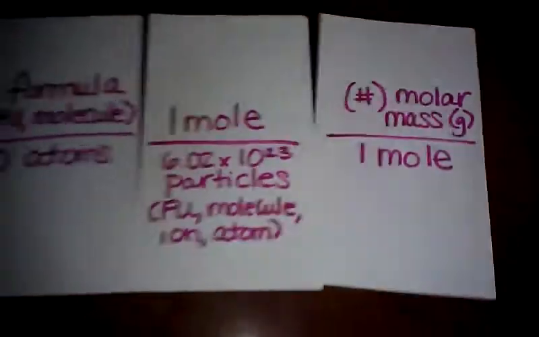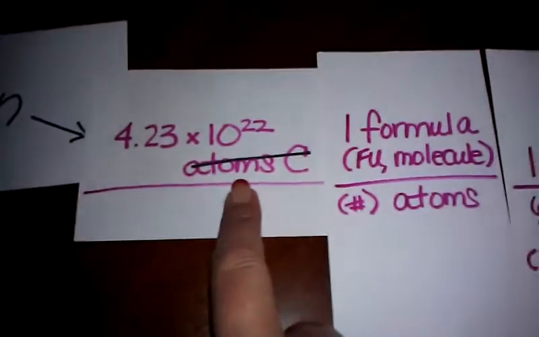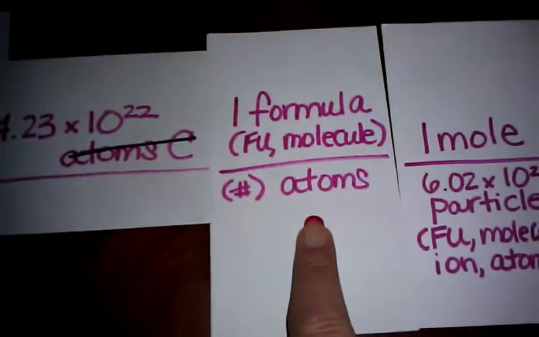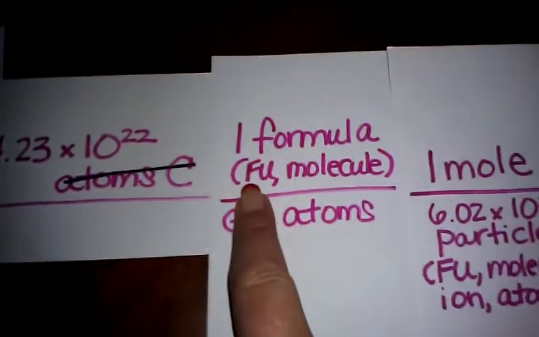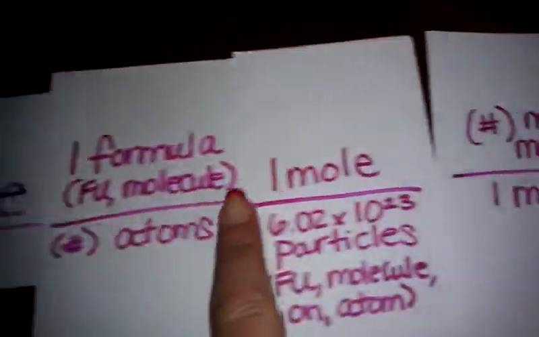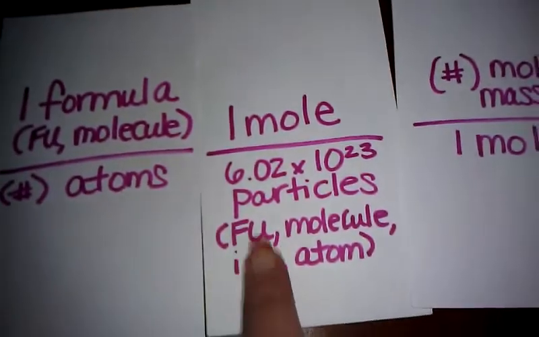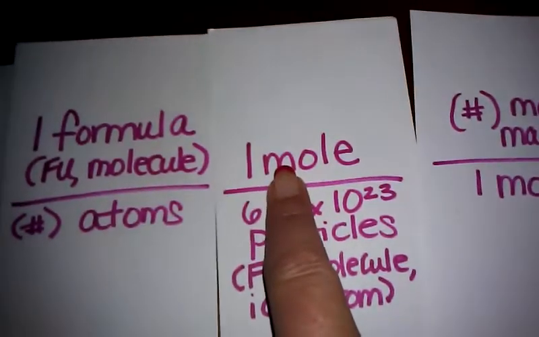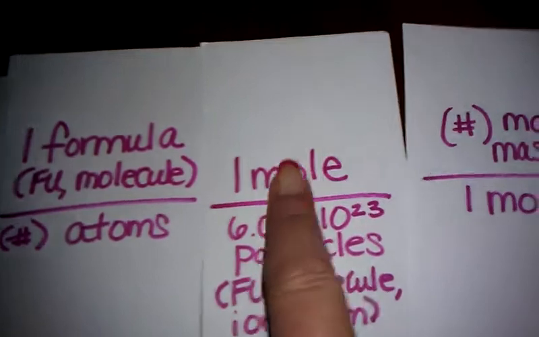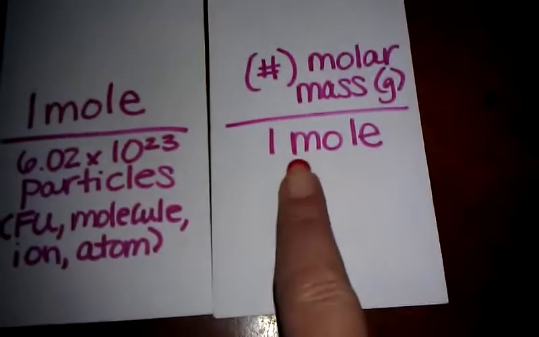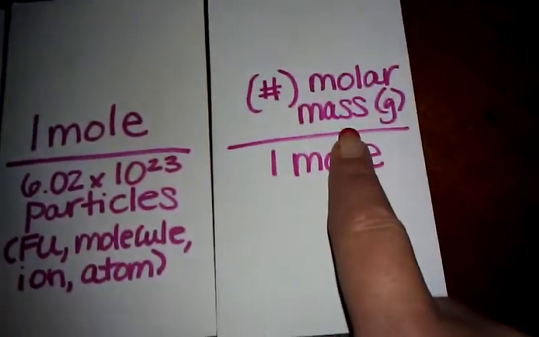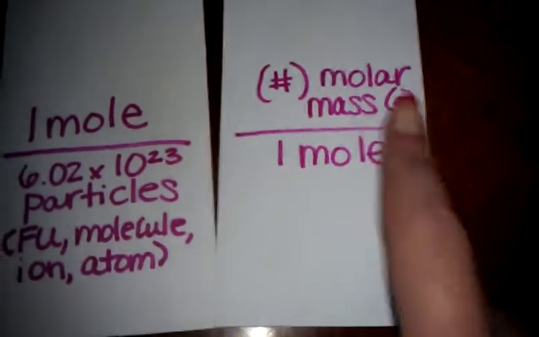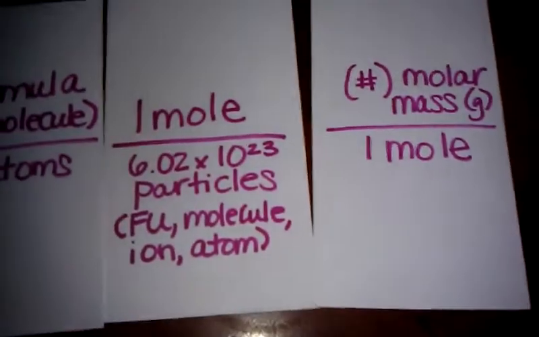Let's take a look at the whole thing. You ready? My given is in atoms. Atoms on the bottom will cancel, and I'll be in formula units. My formula units on the bottom will cancel, and I'll be in moles. My moles on the top, and here I will have a mole on the bottom, and I'll finally be in grams. Let me slide in the cards that I made up for this with the actual numbers.